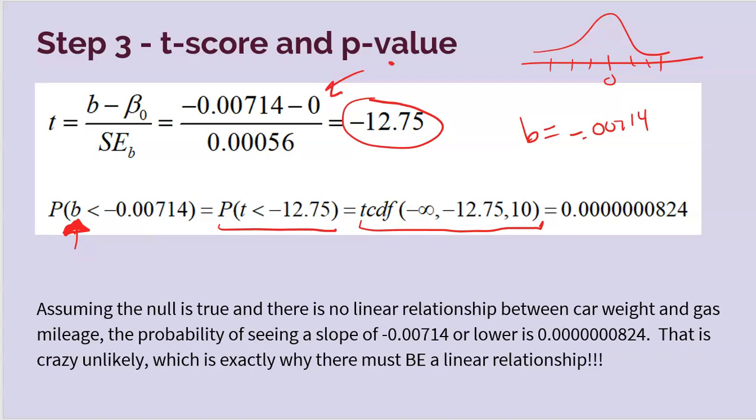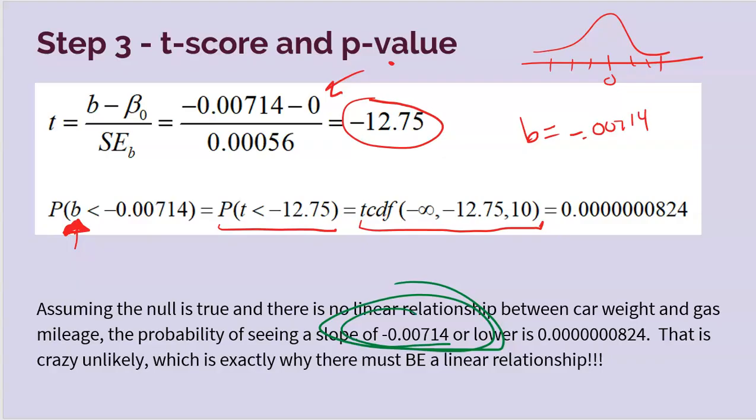All right, so let's make sure that we understand what this p-value represents. Assuming the null is true and that there is no linear relationship between car weight and gas mileage, the probability of seeing a slope of negative 0.00714 or lower, or even more extreme, is 0.000000824. That's crazy unlikely. So basically what our p-value is telling us is that our sample slope is unbelievably rare, super significant, should not be happening. But guess what? It happened, thus giving us evidence that the null is wrong. There is a linear relationship.